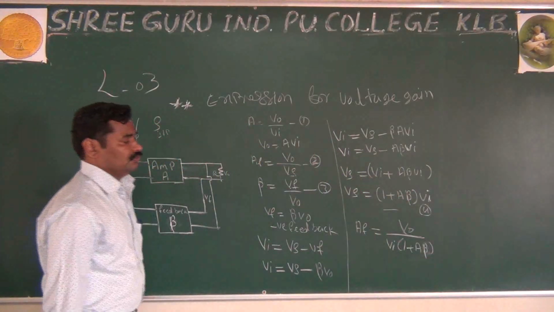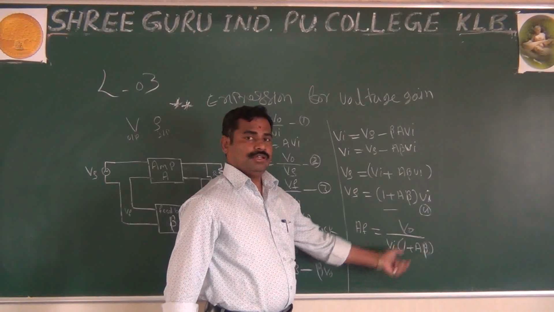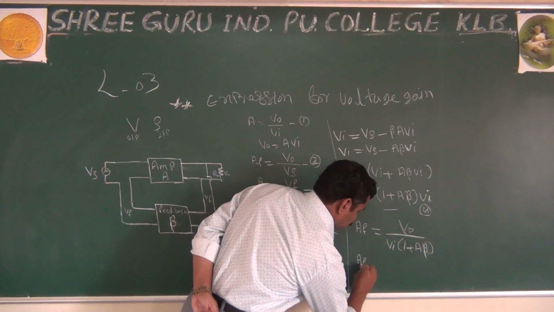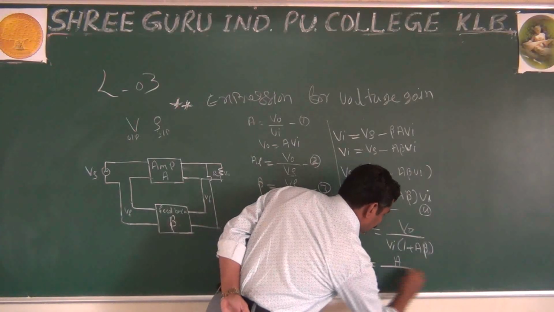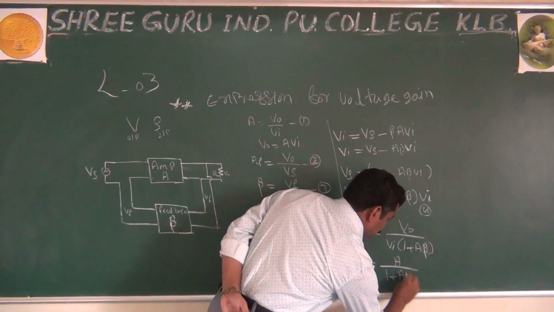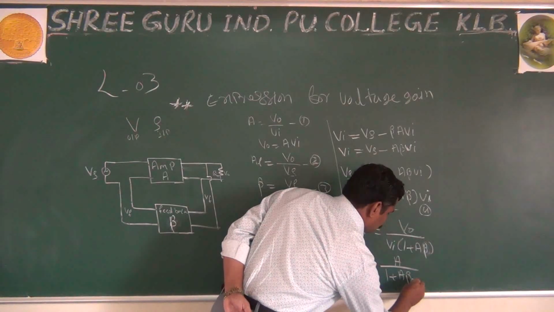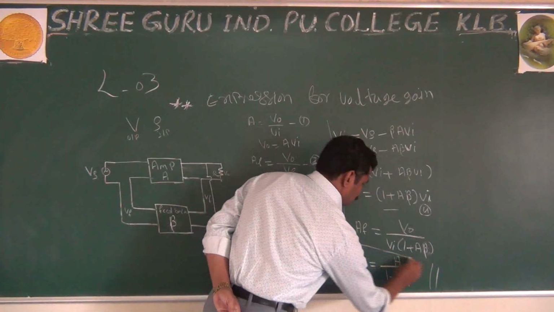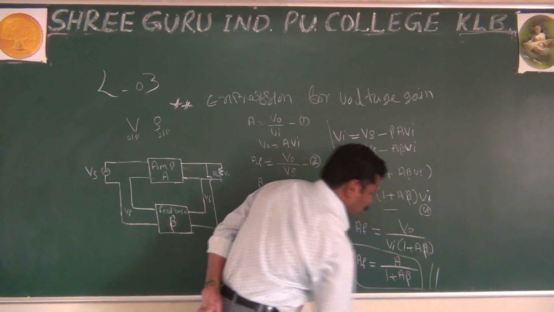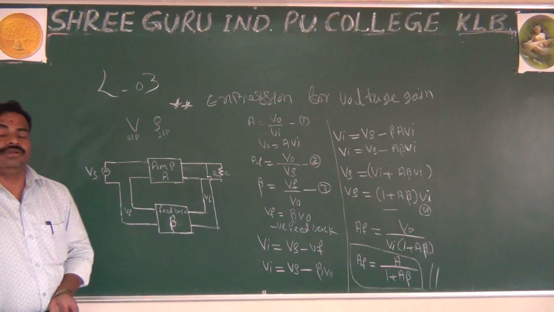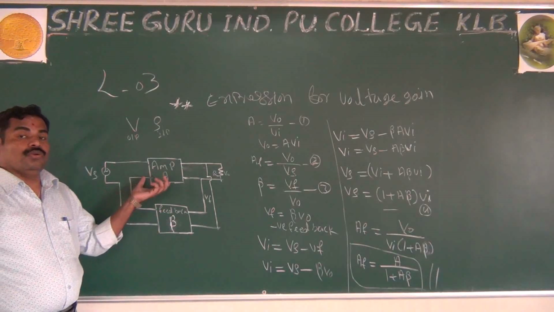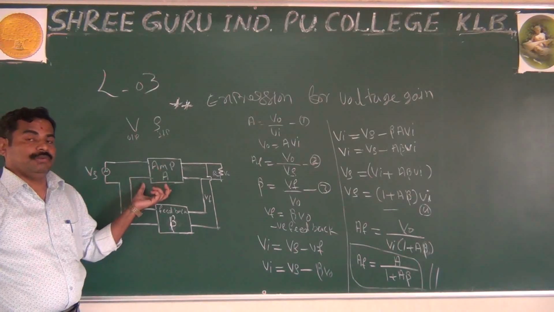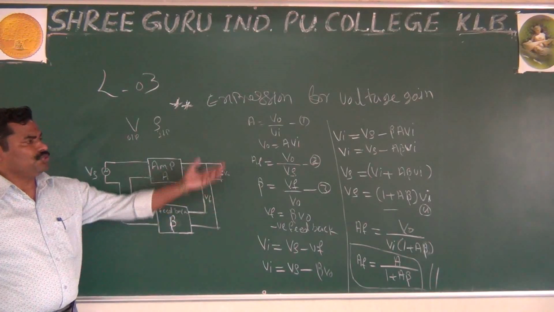Then, as we know, V naught by Vi is nothing but the voltage gain, that is A. So we can write AF equal to A divided by 1 plus A beta. This is the most important equation, the voltage gain for negative feedback in the voltage series feedback topology connection. Yes, it is very simple.